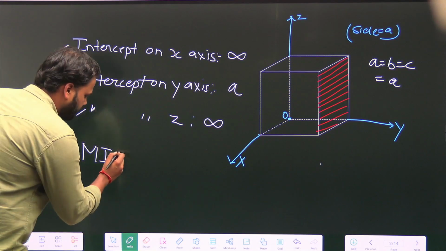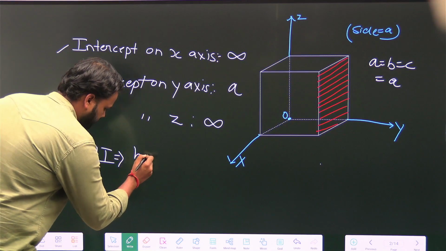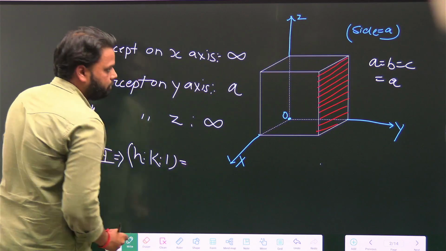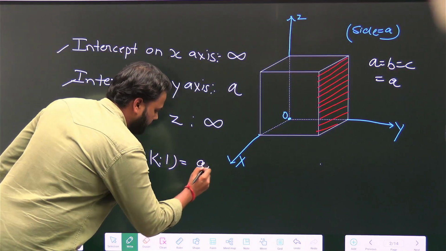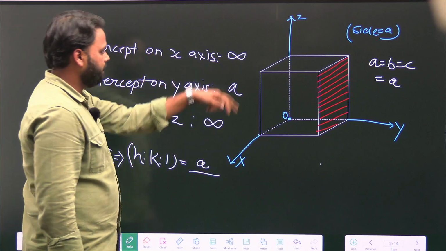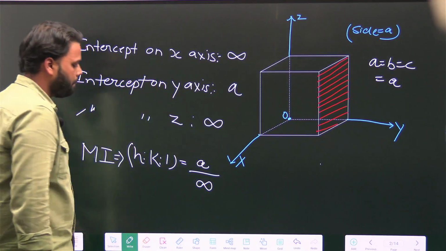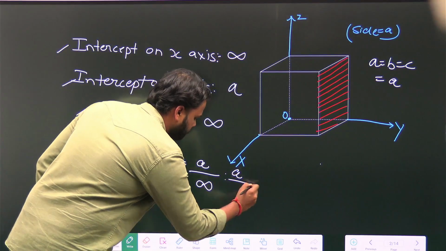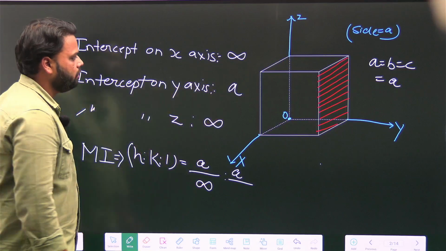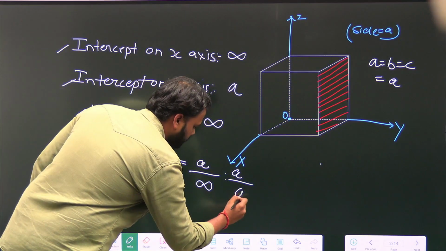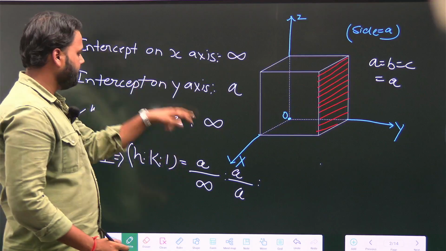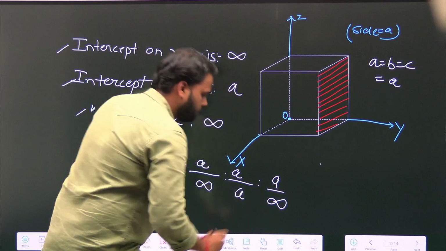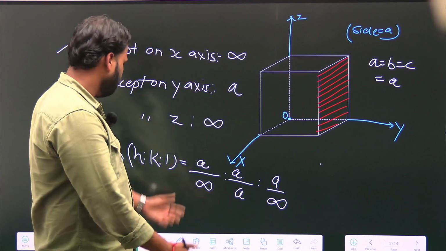So you can define this as H is to K is to L, and that will be equal to lattice parameter, that is A, and intercept. On the x-axis, how much? Infinity. Similarly, for the y-axis, the lattice parameter is also A, and intercept at A. Now, for the z-axis, lattice parameter is A, and intercept at infinity. ठीक है ना? बस हो गया. ये होगा आपका मिलर इंडिसेस.